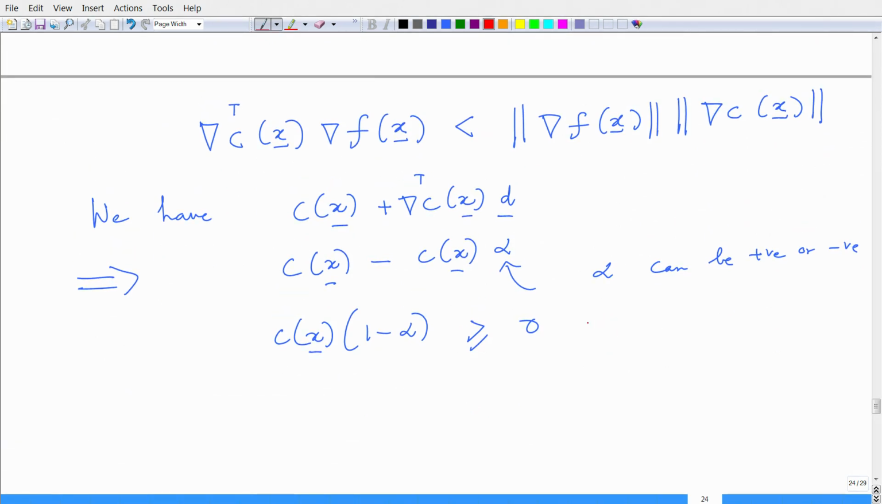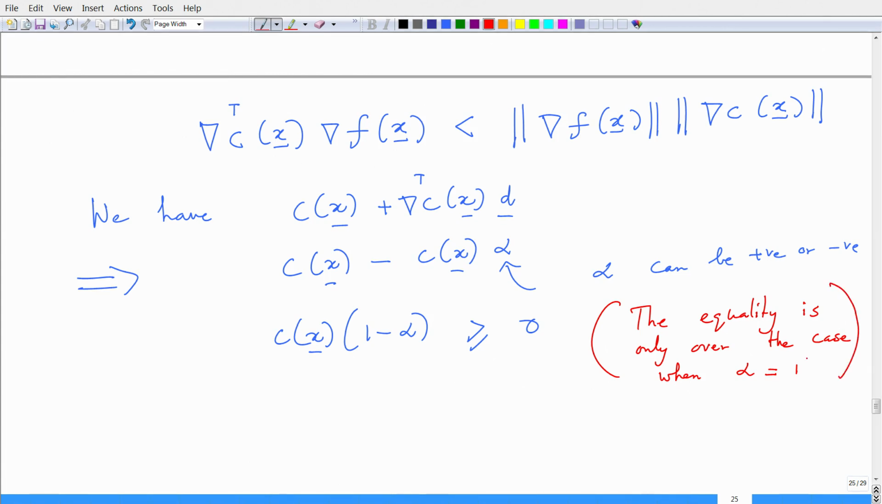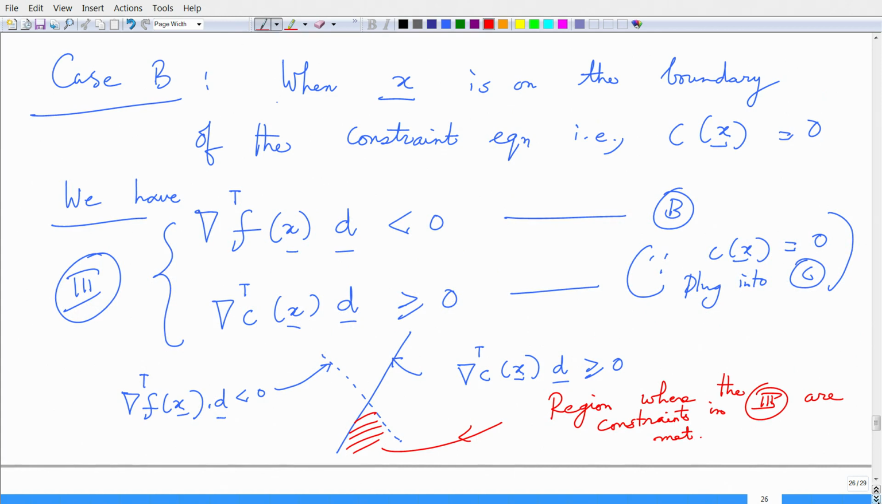So, the equality, I just have to mark a note here, the equality is only over the case when alpha equals 1. When alpha equals 1, this quantity evaluates to 0. Okay. Now, we have the other case. So, therefore, the solution D that I had satisfies those constraints.